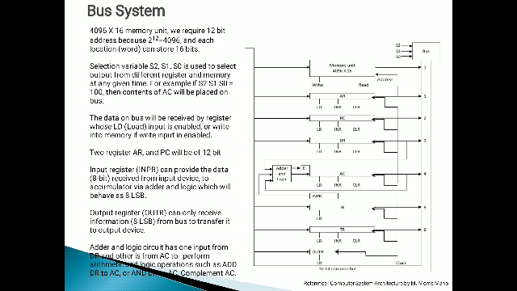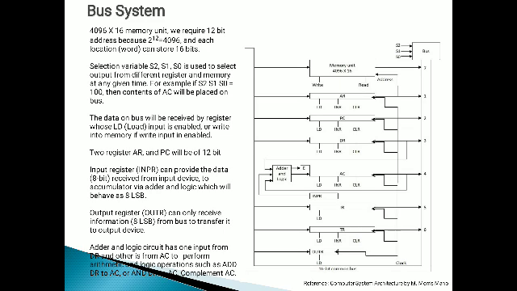Common bus system, it has different registers available CPU. It also has memory unit, input register and output register. Adder and logic circuit is also there. Now suppose we have a memory of 4096 into 16 memory words. 4096 locations are there, so we need 12 bits of address. Into 16 means each location of the memory can store 16 bit of data.